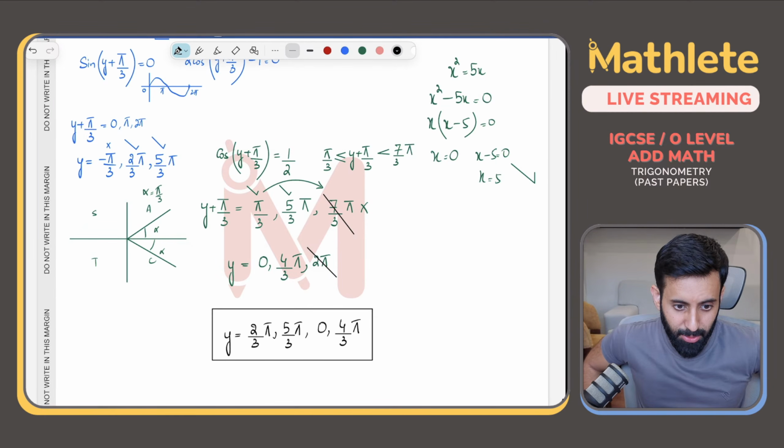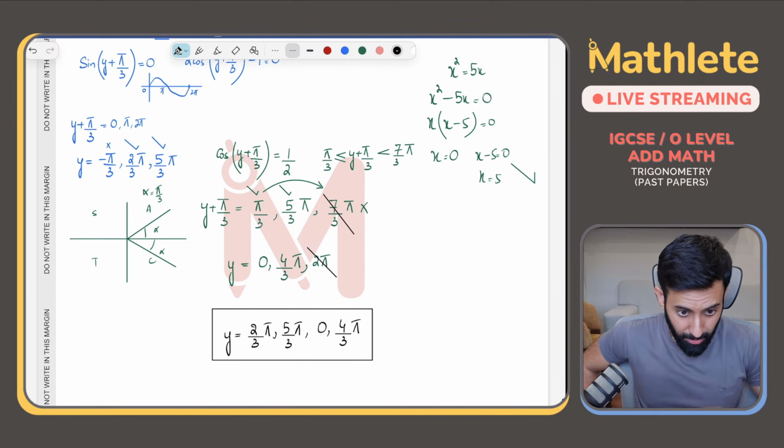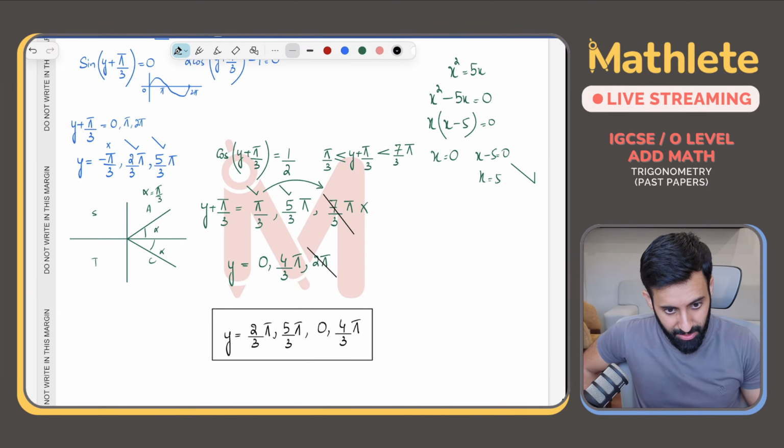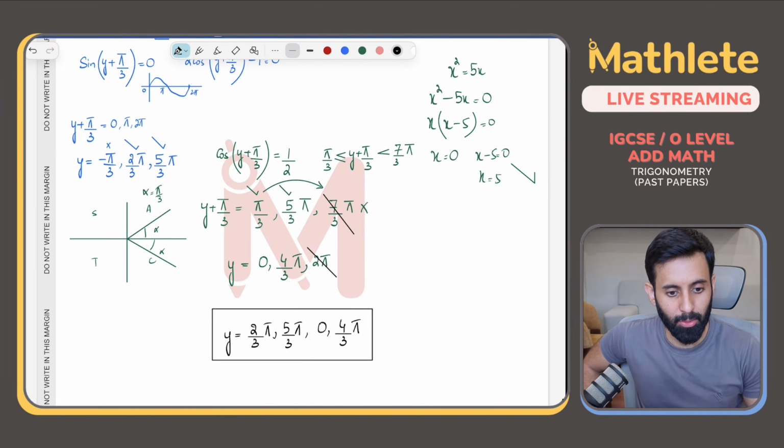Is it necessary to show the range altering? Does it carry marks, or can we do it without showing the working? It doesn't carry marks, but we do it for our own sake. Just like we draw quadrants for our own sake, you can look at the marking scheme, you will never see quadrants anywhere. Why? Because drawing quadrants is not something that carries marks, but it's something that we do for our own sake.